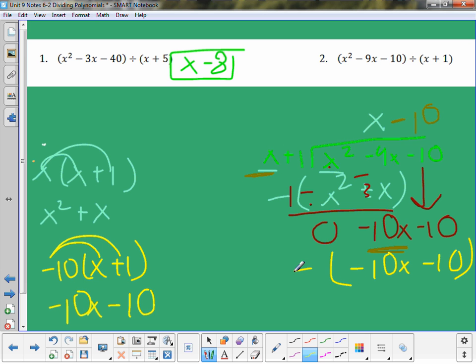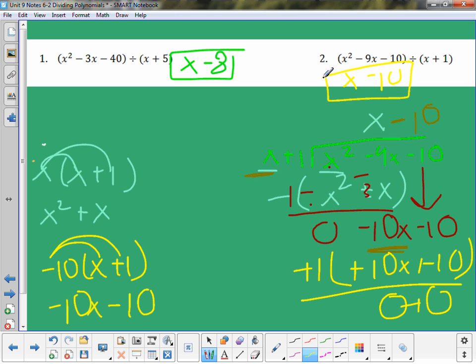Again, you're subtracting that off. So look at it as distributing a negative 1 and change the signs of everything. Well, negative 10x plus 10x is 0. Negative 10 plus 10 is 0. So we end up with a remainder of 0. So our answer for this one then is x minus 10.